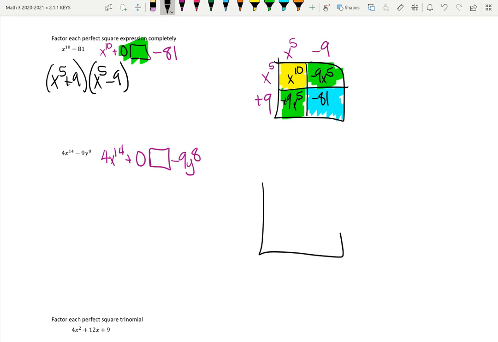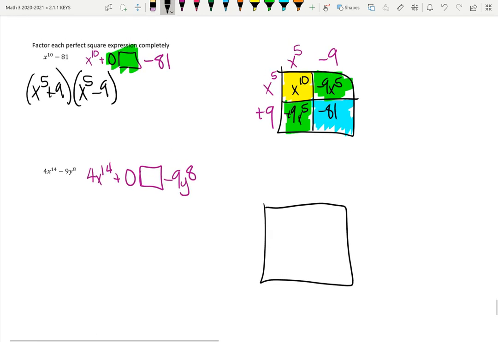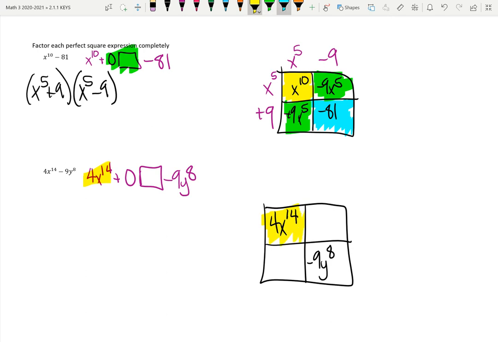Likewise, for the next one and below, I'm going to do 4x to the 14th minus 9y to the 8th, and I'm going to ask myself, how do I get these to form these numbers but have the terms cancel each other out?